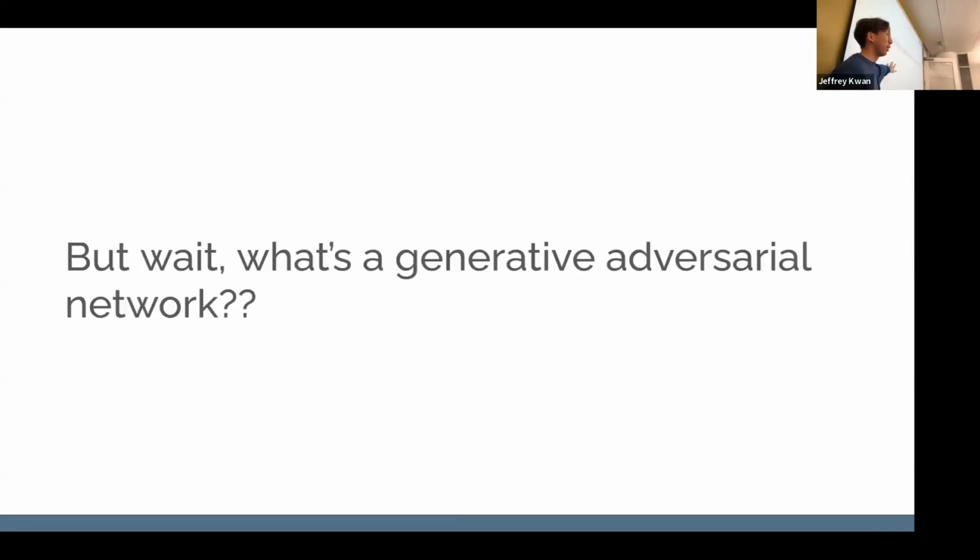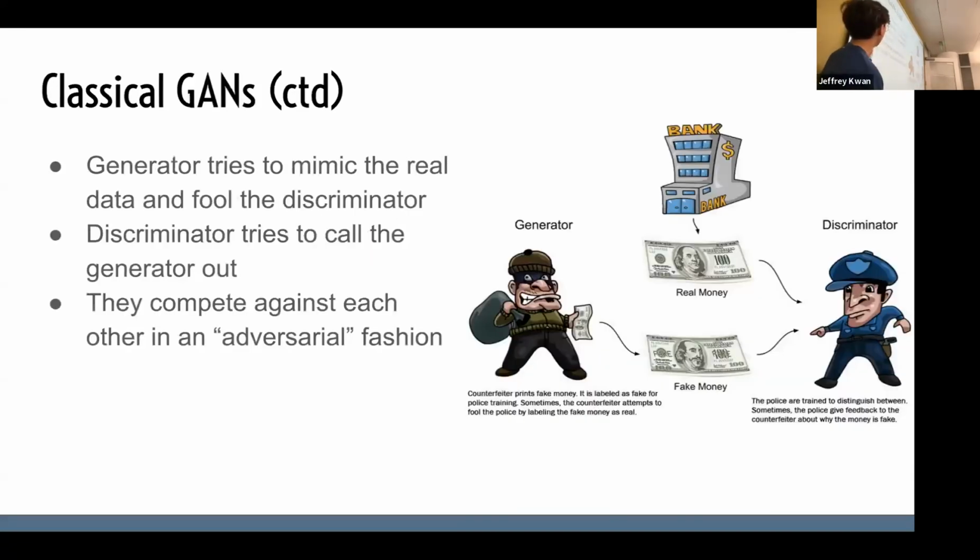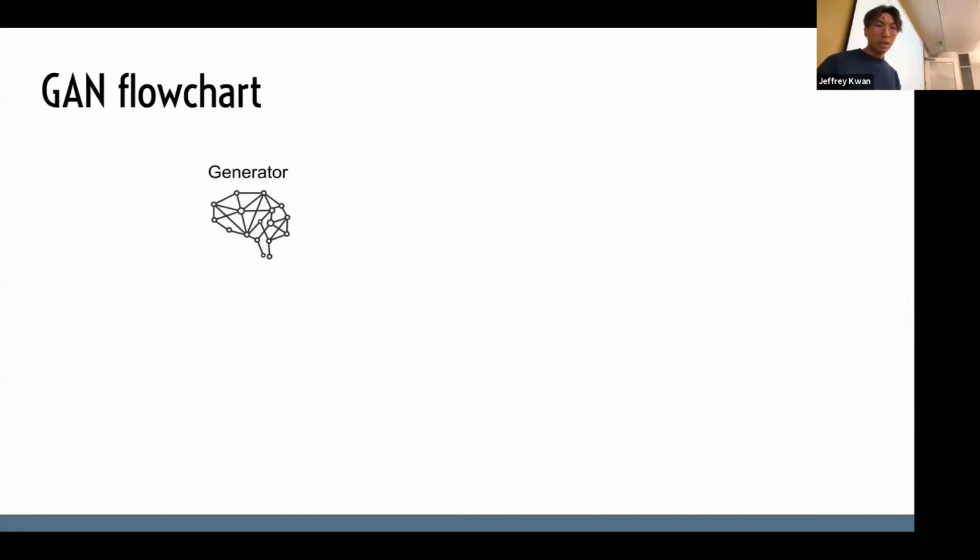Is anybody familiar with what a GAN is, or should I go over this? I'll go over it. So this is what a GAN is. You want to generate something, essentially, and there are three components. You have your data, you have a generator, and you have a discriminator. What the generator tries to do is mimic the distribution of the real data that you have in order to fool the discriminator. And the discriminator's job is to try to call the generator out for its BS, right? And they compete with each other until they reach some kind of equilibrium. And so here's a flow chart.